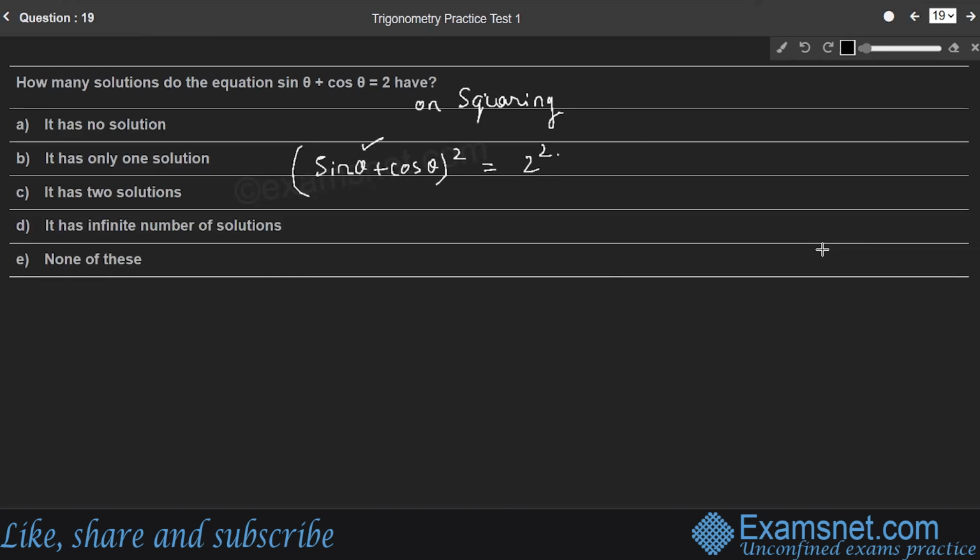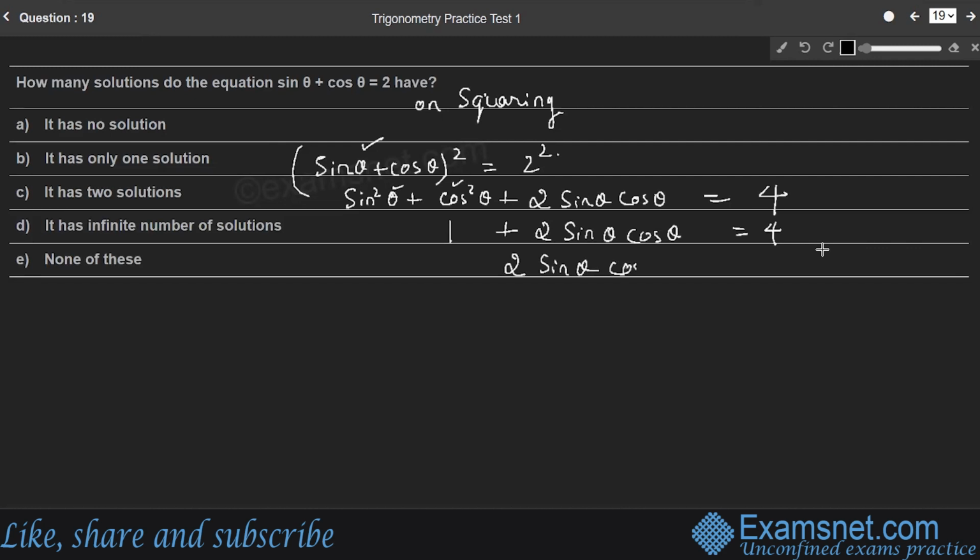So LHS is in the form of (a plus b) whole square, so a square is sin square theta, plus b square is cos square theta, plus 2ab, 2 sin theta cos theta, is equal to 2 square, which is 4, right? Since sin square theta plus cos square theta is 1, it becomes 1 plus 2 sin theta cos theta is equal to 4. Therefore, 2 sin theta cos theta is equal to 4 minus 1, which is 3, right?